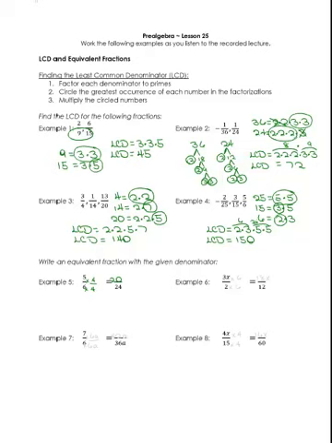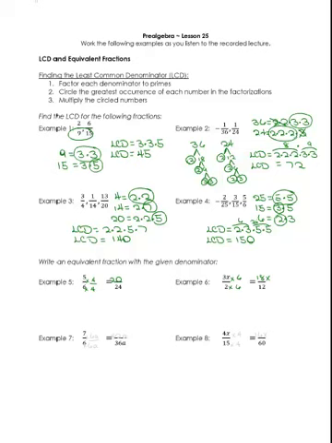Let's look at example number 6. I have a denominator of 2, and I want to change it to a denominator of 12. So I'd multiply times 6. Therefore, I have to multiply that numerator times 6. 3x times 6 is going to give me 18x. My equivalent fraction, 18x over 12.